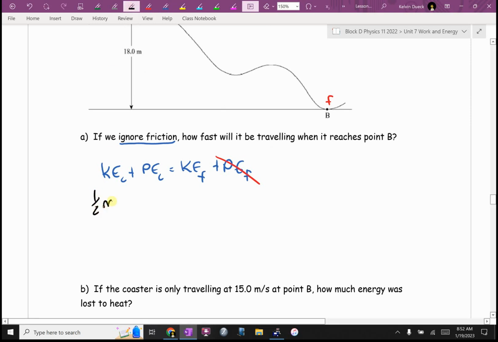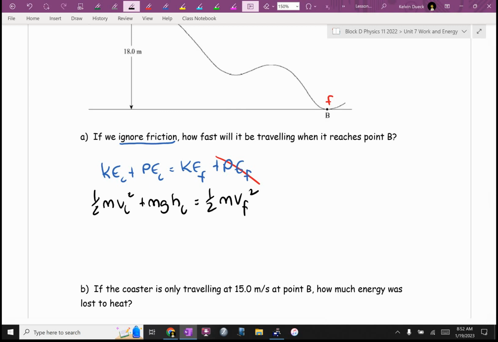A half mv initial squared plus mg h initial equals a half mv final squared plus 0.